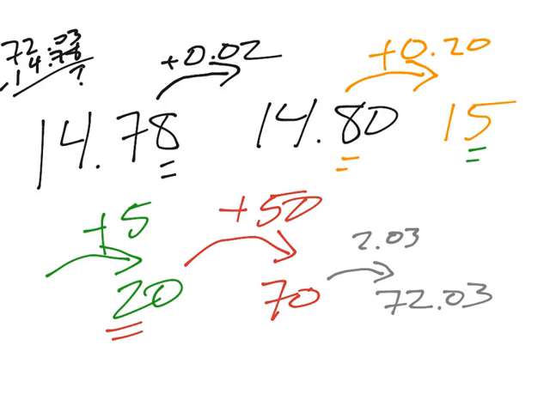I've started at the 1478. I added 2 cents to fill it in to get 1480, and then I added 20 cents to fill that in and get an even $15, and then I added $5 to get an even 20, and then I added $50 to get to an even 70, and then that last little $2.03 fills in the rest. I had 70, now I have 7203.